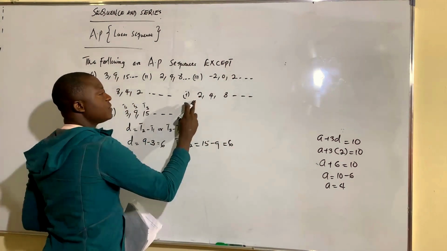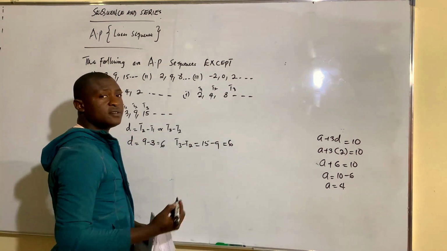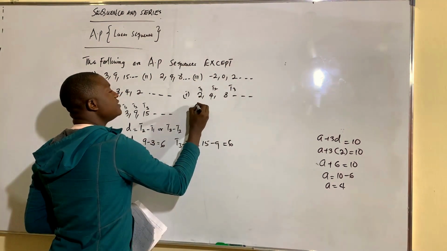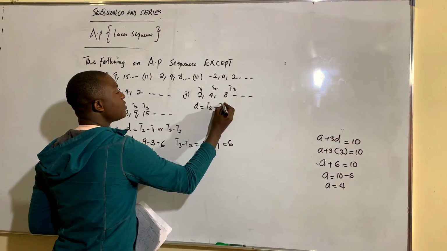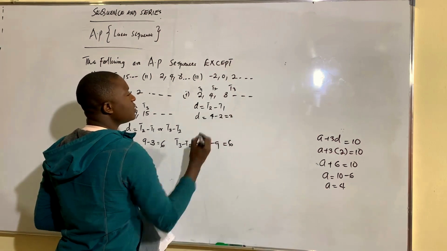Now, you can see this is the first term here. This is the second term, and this is the third term. So let's check if it satisfies the condition of AP. The difference is equal to second term minus first term. So if I substitute, that means we have 4 minus 2. Of course, we have 2.